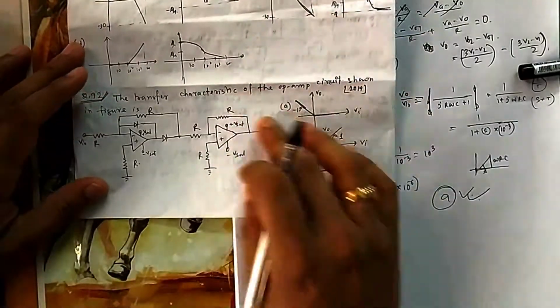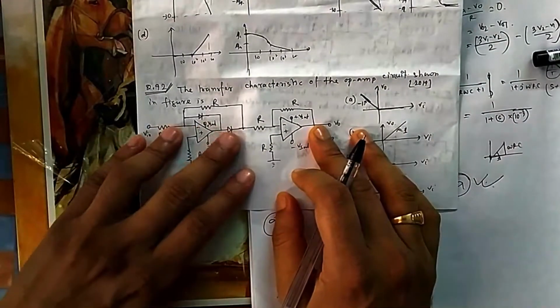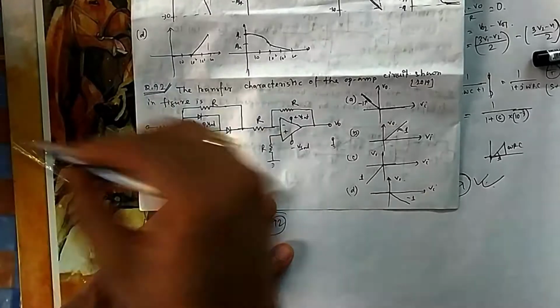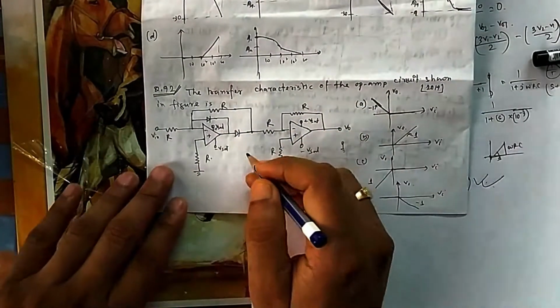So that's why A is the answer. Question number 92. The transfer characteristics of the op-amp. Now what is the transfer characteristics? For this type of circuit, if there are diodes connected, first you have to check which diode is forward biased and which diode is reverse biased. Then you can proceed.